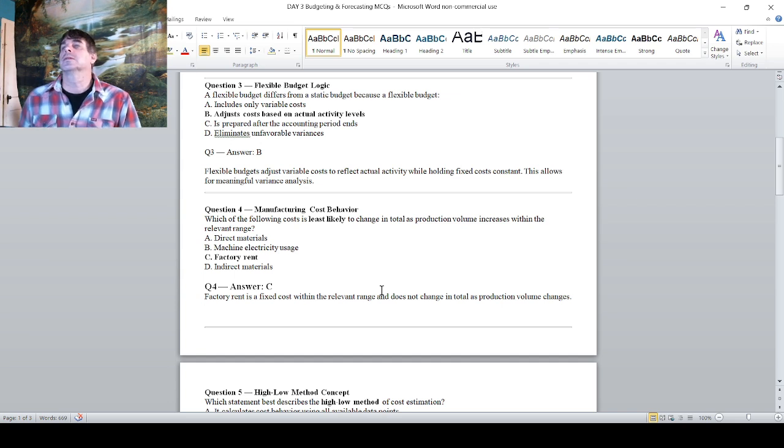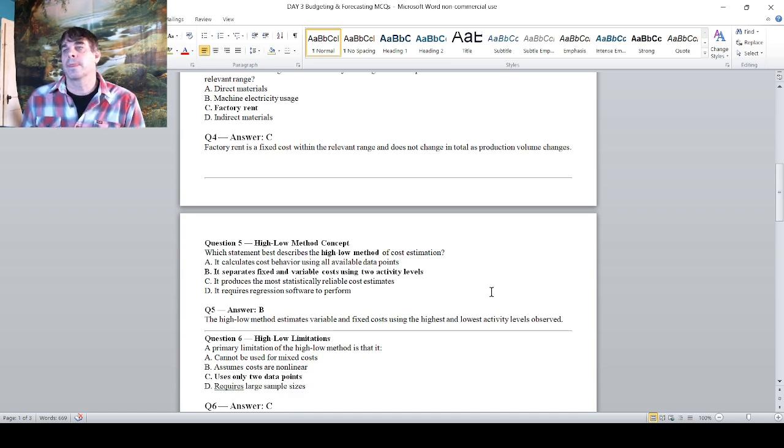Question 4, manufacturing cost behavior. Which of the following costs is least likely to change in total as production volume increases within the relevant range? C, factory rent. Factory rent is a fixed cost within the relevant range and does not change in total as production volume changes.